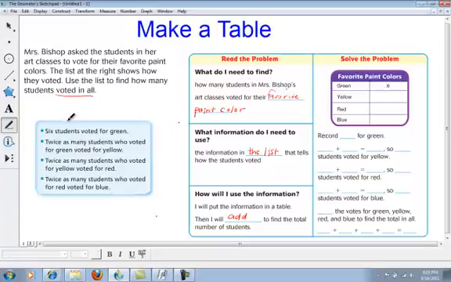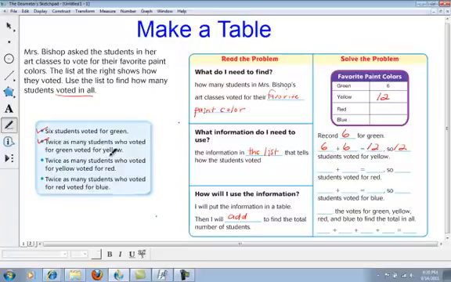We know that 6 students voted for green. So we have 6 in the green, and we're going to record 6 for green. Let's check that one off. Let's look at our next clue. Twice as many students who voted for green voted for yellow. Well, if 6 voted for green, then I should be able to do 6 plus 6 to find out how many voted for yellow. And 6 plus 6 is 12. So 12 students voted for yellow. I've checked that one off, and let's write that in our chart.